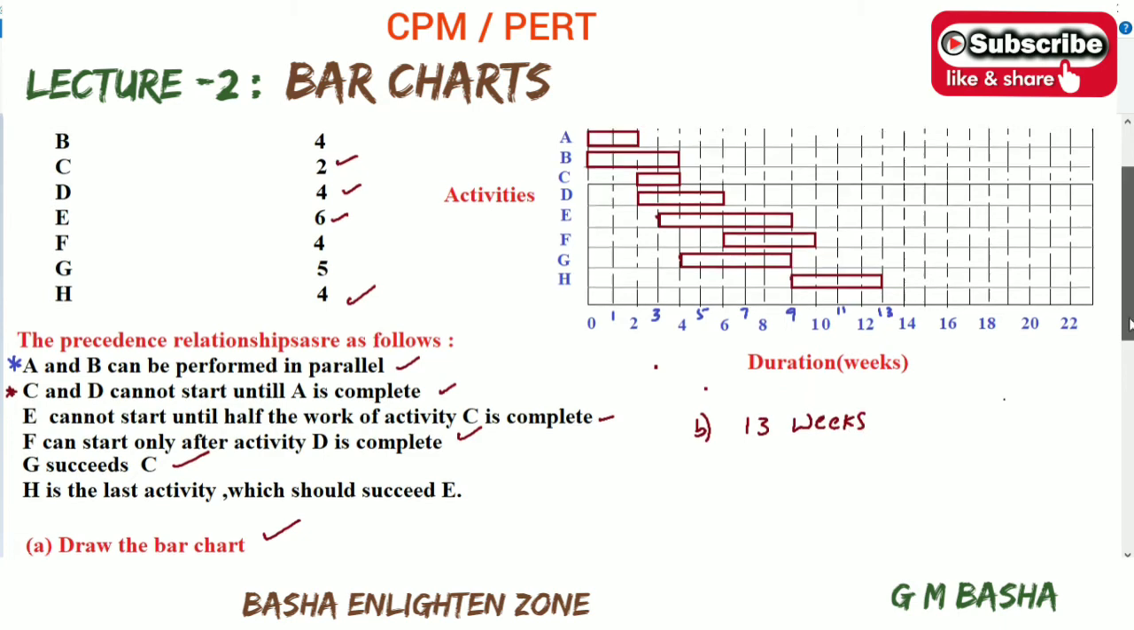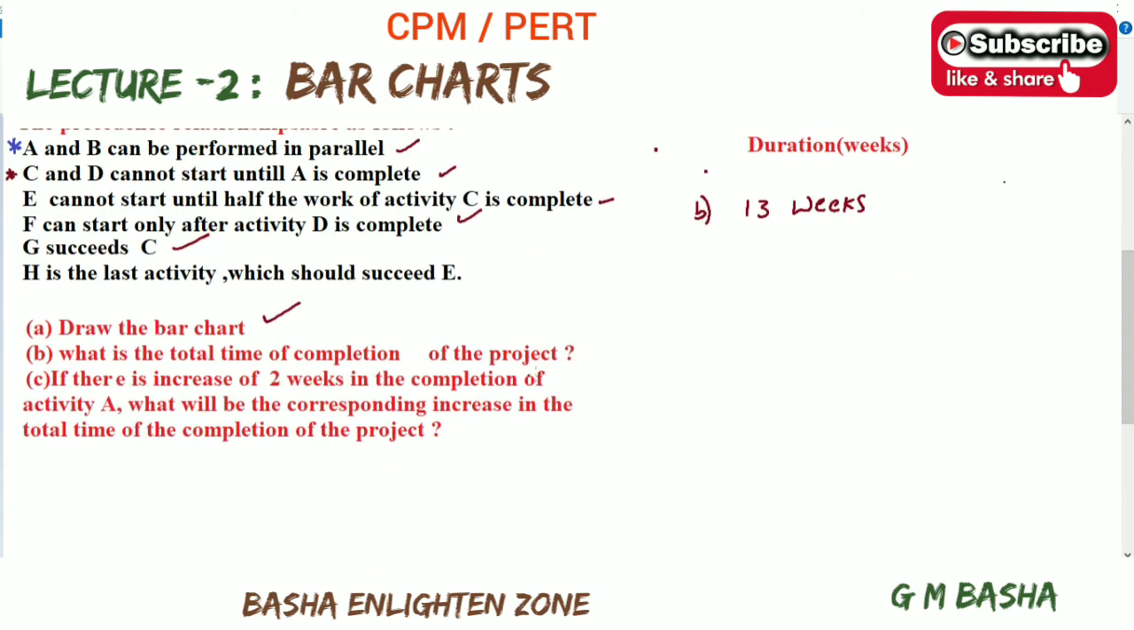So the total time of completion of the project will be 13, and the duration is in terms of weeks. So the answer for B will be 13 weeks. Okay, so B is also completed. Then see C: if there is an increase of 2 weeks in the completion of activity A, what will be the corresponding increase in the total time of the project?